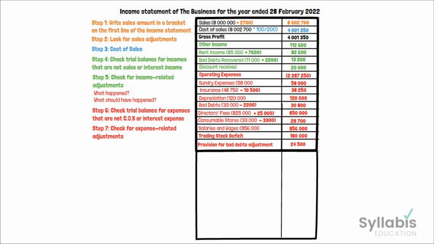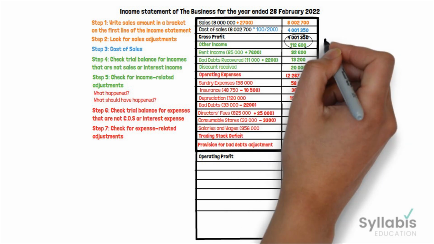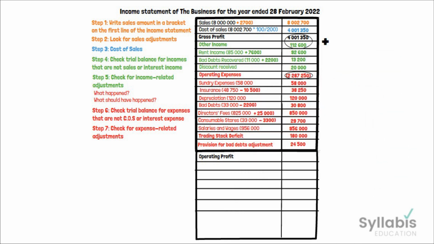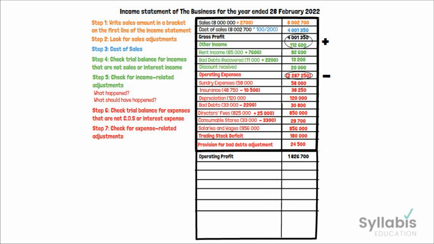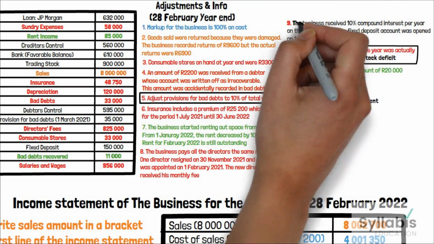Now you've done the hard work and all you have to do is remember the income statement format to finish off the task. Calculate your operating profit by adding your gross profit and other income, and then subtracting the operating expenses. Add interest income based on the information given from the adjustments.